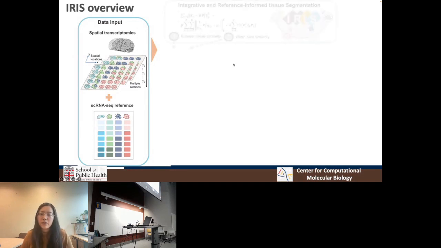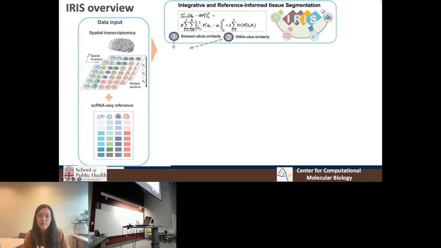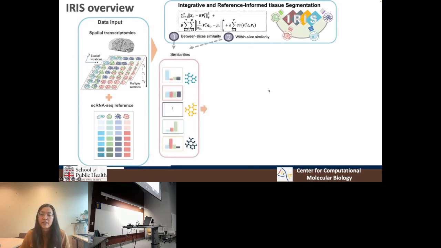And then IRIS builds upon the fact that multiple slices from the same tissues often contain a similar set of spatial domains characterized by similar cell type compositions, and their neighboring locations within the same tissue usually share high similarities. So in this non-negative matrix factorization framework, coupled by a within-slice similarity penalty and also a between-slice similarity penalty, IRIS accommodates this cell type compositional similarity across locations within the same slice, and also this mean cell type compositional similarity across slices for the same domain, to borrow information both within and between tissue slices.